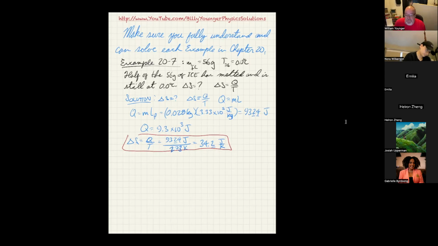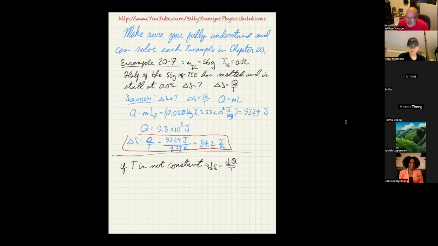Anybody have any questions on that? Now, your book says, hey, if the temperature is not constant, then use dS is equal to dQ over T. But this is where I would normally try to tell you, be careful. You need to put a bar on that Q because it's not necessarily a state variable.